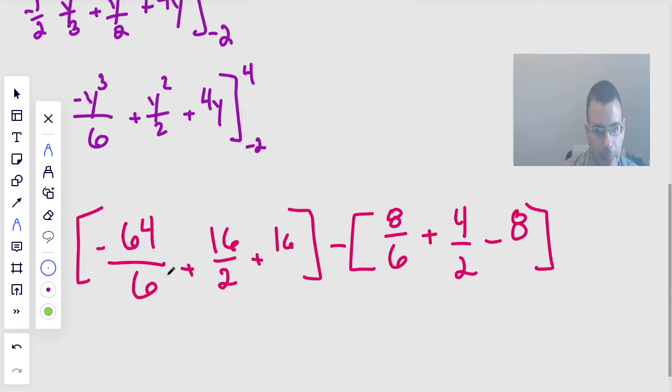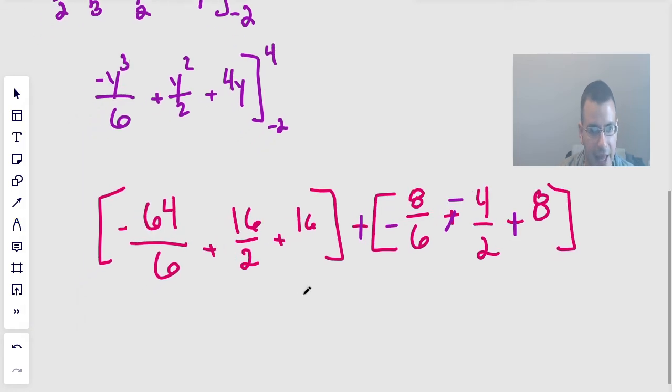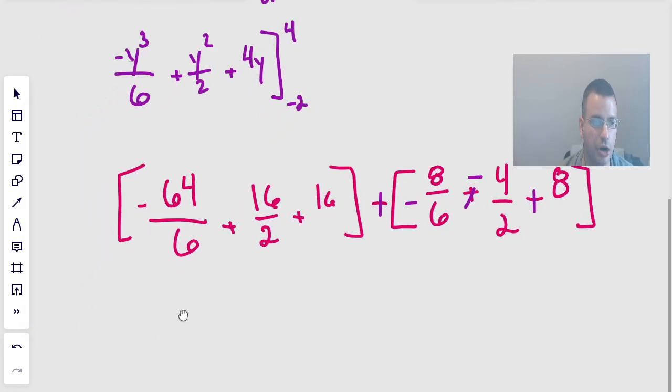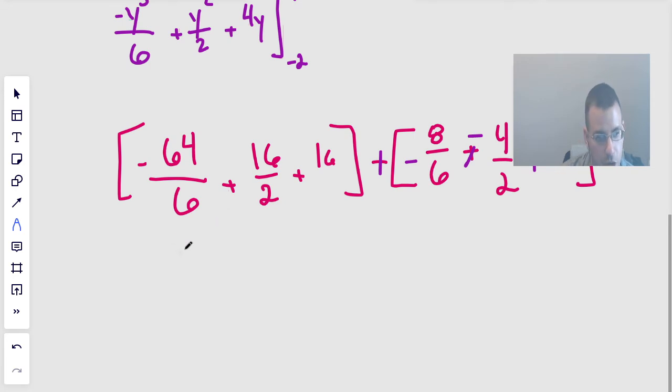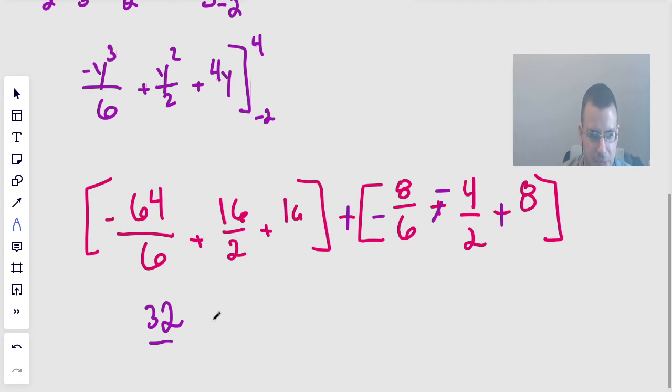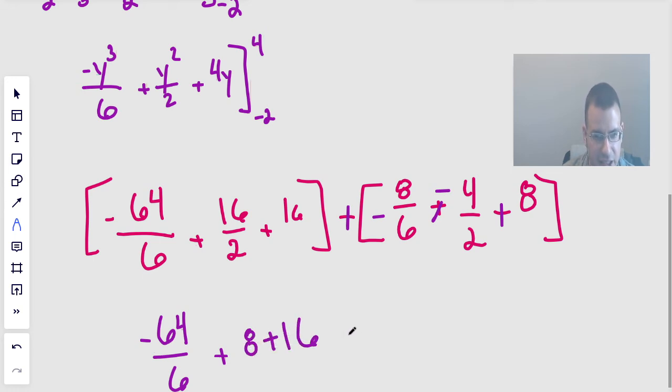Yep, that seems reasonable. So now I'm going to distribute this negative and do some simplifying. So 64 over 6 is 32 over 3. Do I want to do 3s? Maybe I don't want to do 6s. Maybe I'll leave it at that. So negative 64 over 6 plus 8 plus 16 minus 8 over 6 minus 2 plus 8.